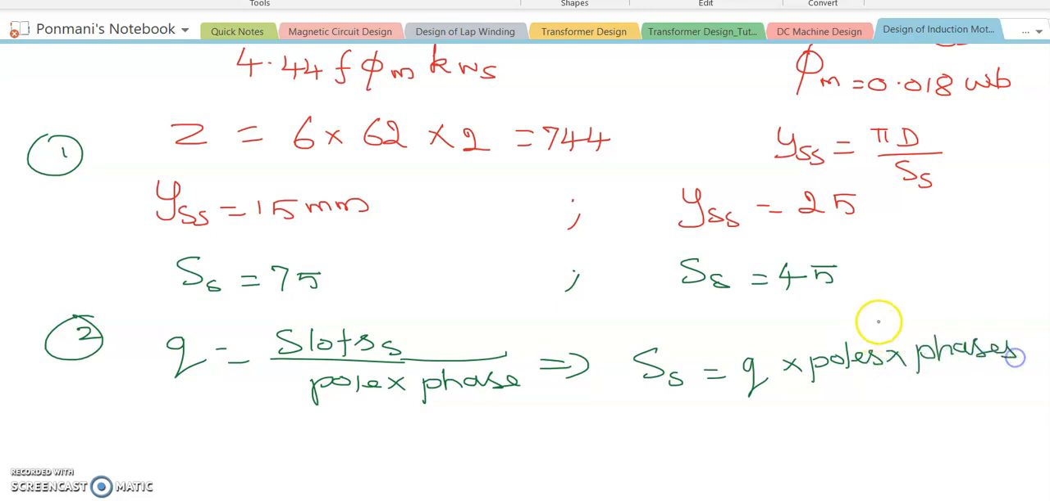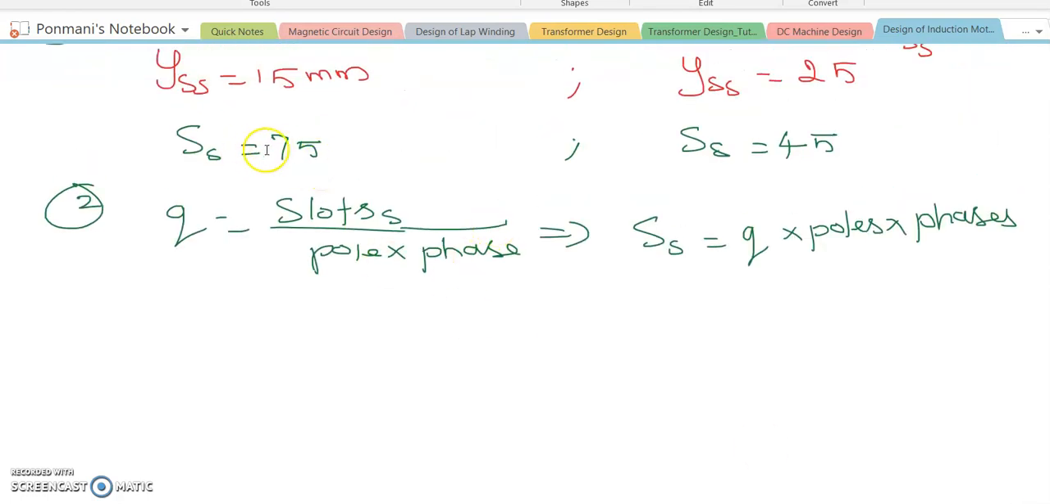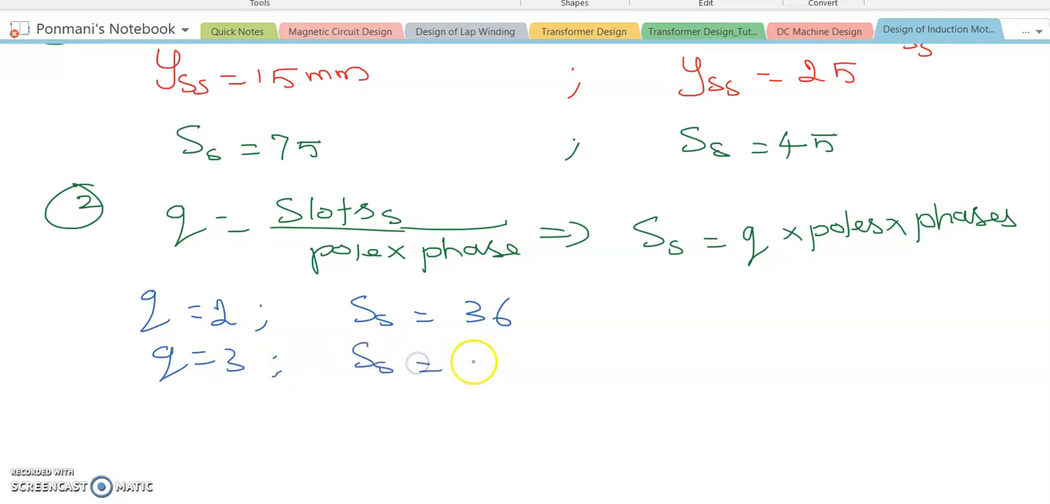So it is a 3-phase machine. The number of poles is 6. For Q we will be assuming 3 different values, so that it will be in the range of 75 and 45 only. First we select Q equal to 2. For that we get the stator slots SS equal to 36, so it will not be considered. Then for Q equal to 3, we get SS equal to 54, and for Q equal to 4, we get SS as 72.